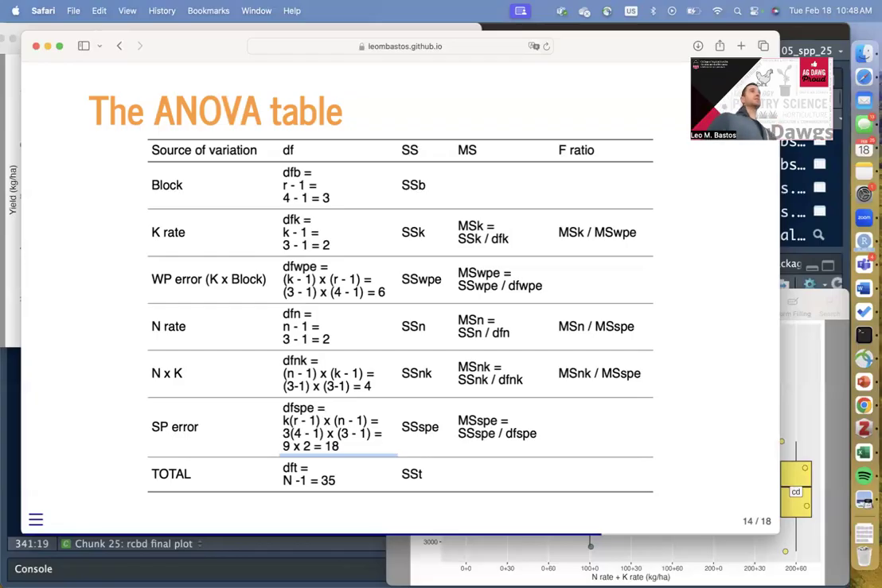So if you need an RCBD, you run an RCBD. You will consume degrees of freedom to calculate the block effect, but hopefully that block is helping you beyond that consumption of 3 degrees of freedom in our case, to explain more of the variability in the block and remove that variability from your treatments.